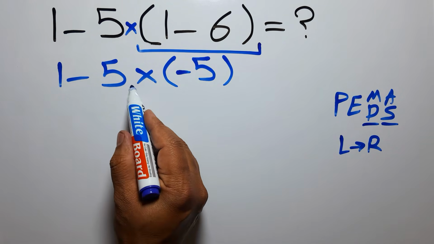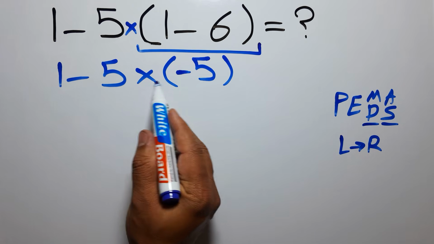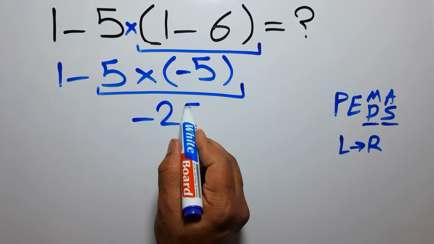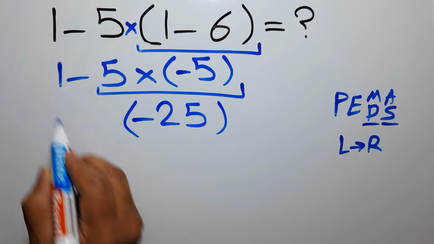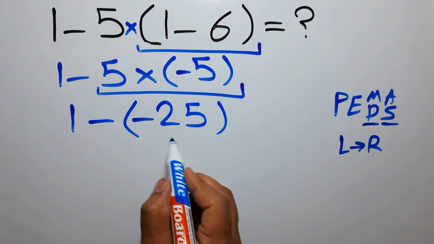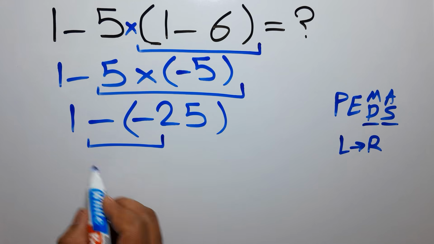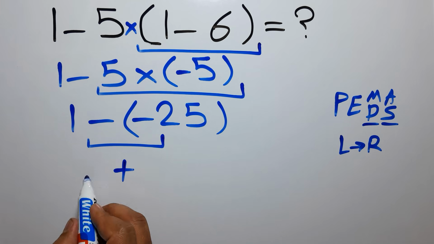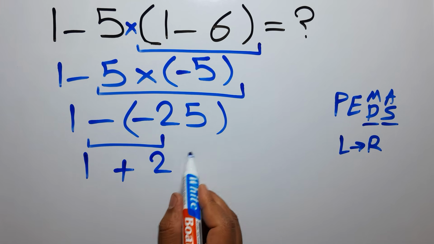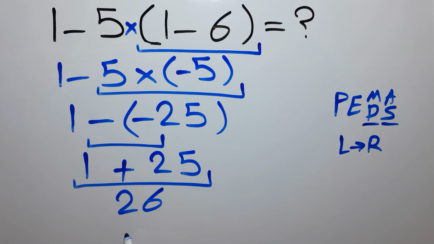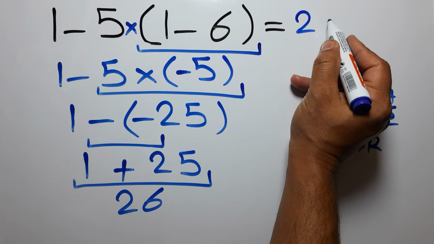So here first we have to do this multiplication. 5 times negative 5 gives us negative 25. So we have 1 minus negative 25. Now negative times negative gives us positive. So we have 1 plus 25, and this is equal to 26. And this is our final answer to this problem. The correct answer is 26.